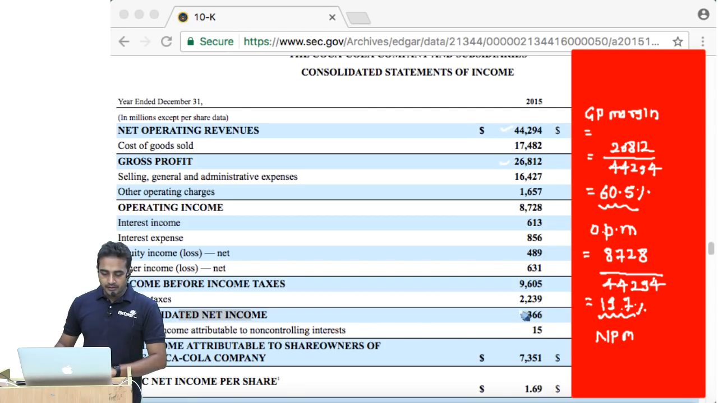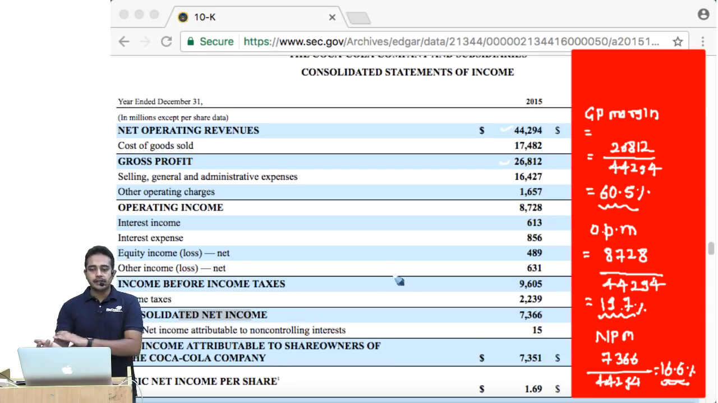Then again we can do a net profit margin. So net profit margin is your net income, 7366, as a ratio to 44294, and that would be 16.6%. Are we okay with this? Now how do we make use of these ratios?